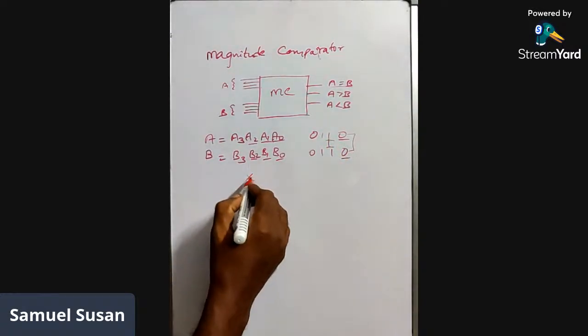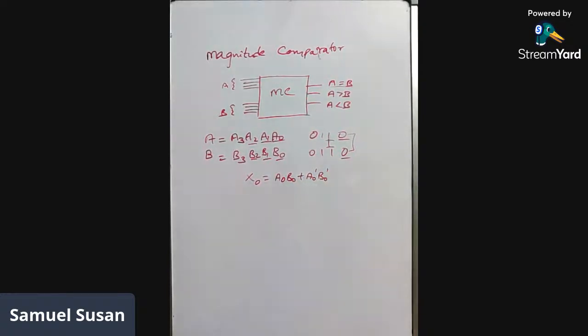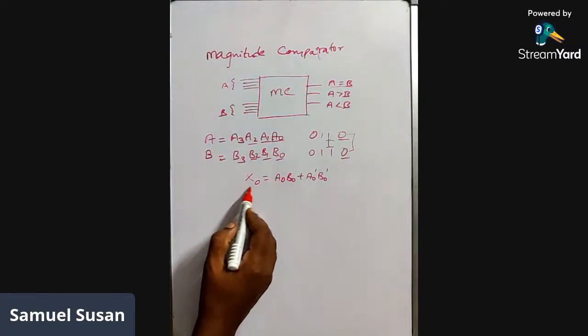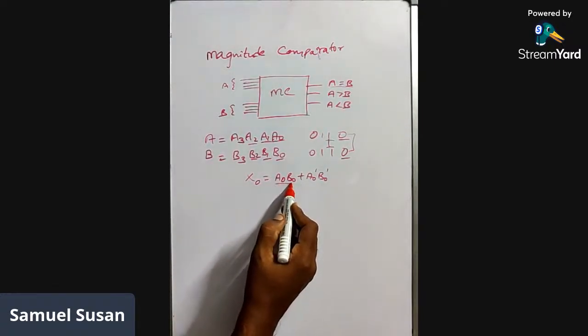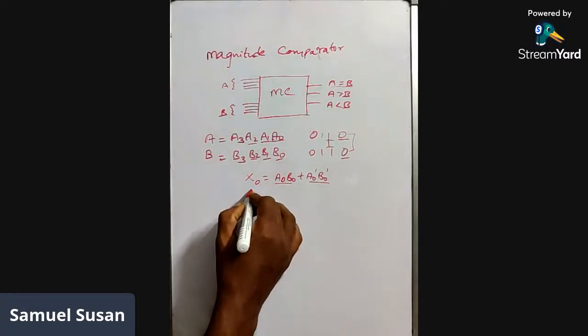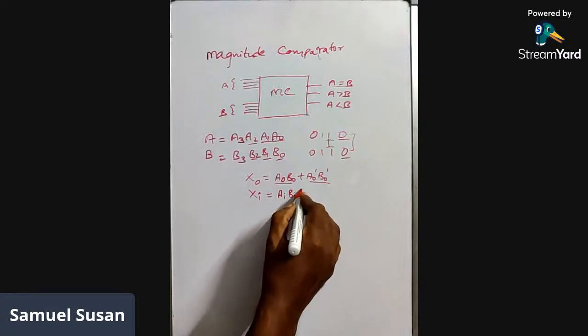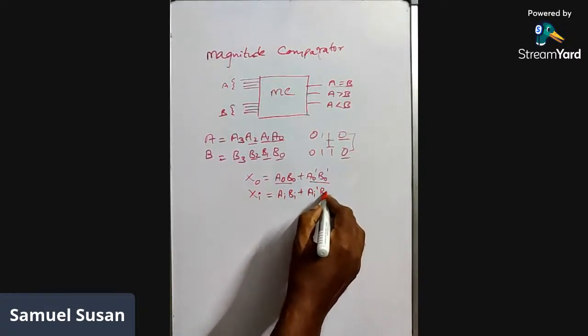So here we write a function called x0, which is A0 B0 or A0' B0'. Right. So when will x0 be equal to 1? If either both of these are 1 or both of these are 0. If both A0 and B0 are 1, or if both A0 and B0 are 0, we have x0 equal to 1. So similarly, for all the bits, assume that xi equals Ai Bi plus Ai' Bi'.